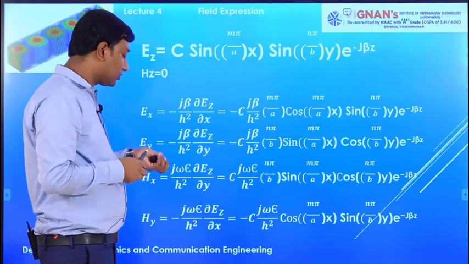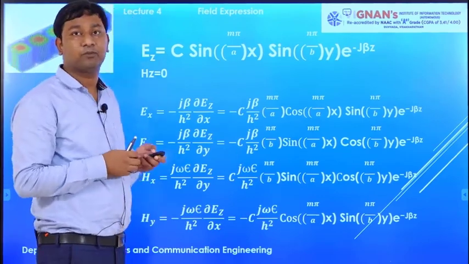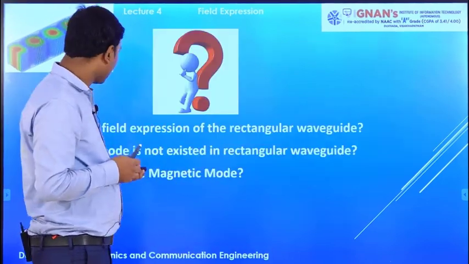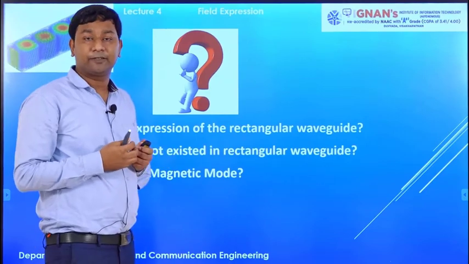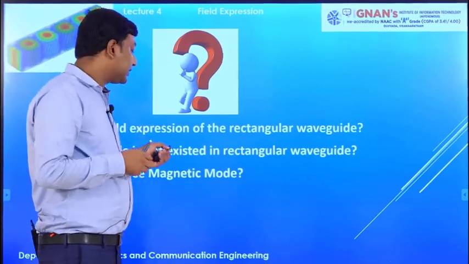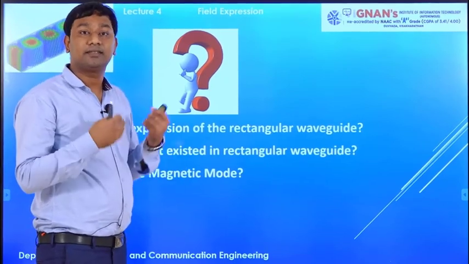In a later slide, or in a successive lecture, we will also discuss why the transverse electromagnetic mode does not exist, by putting 0 and others. What is the transverse magnetic mode? We already discussed that: in the z direction there is no magnetic component, it is 0.